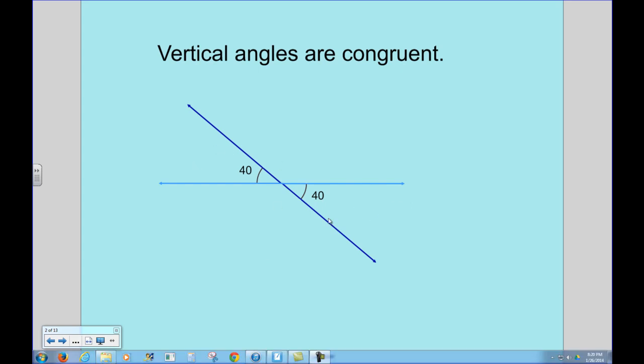So this first angle pair is called vertical angles, and vertical angles are formed when you have two intersecting lines, and they are the angles that are directly across from each other. And vertical angles are congruent, meaning they are the same measurement.